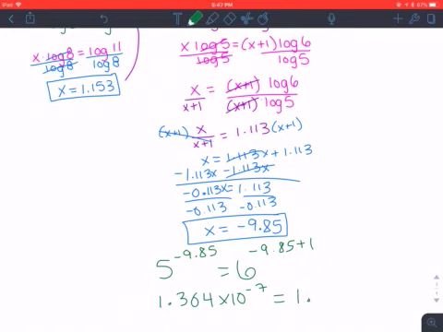And we get about 1.3 times 10 to the negative 7. So since we're rounding, this checks out.